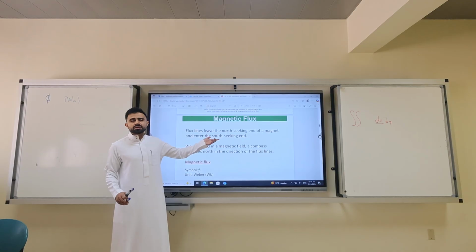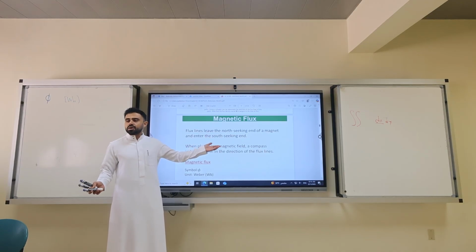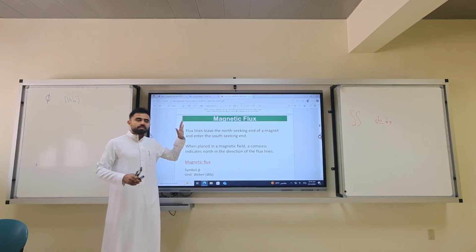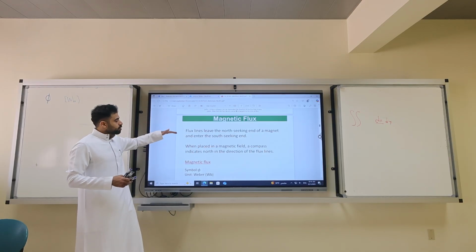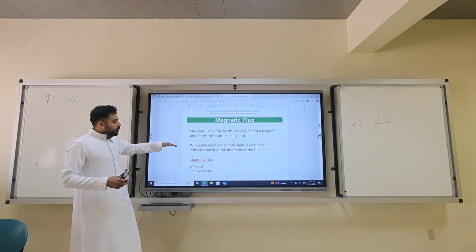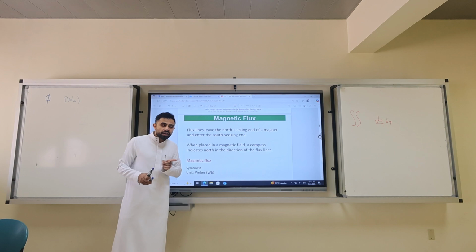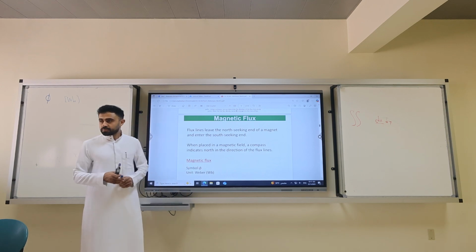I don't care about north or south because we deal with AC. So the north would become south every time the AC changes its signal, but at an instant of time it is from north to south. If we put a compass, the direction of the north is the direction of the vector B. Okay?